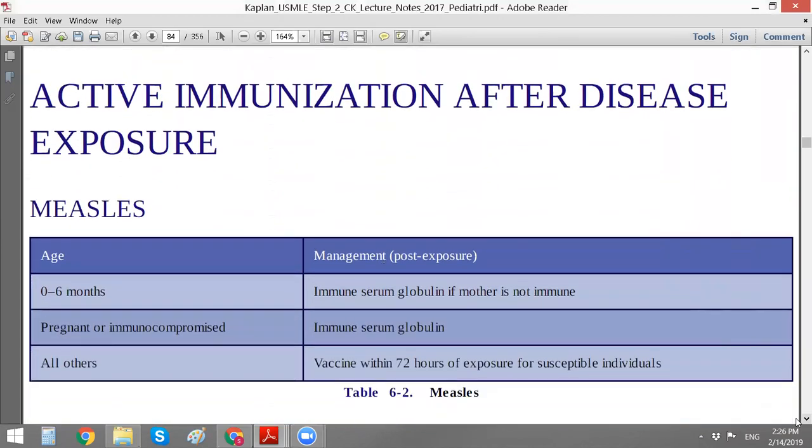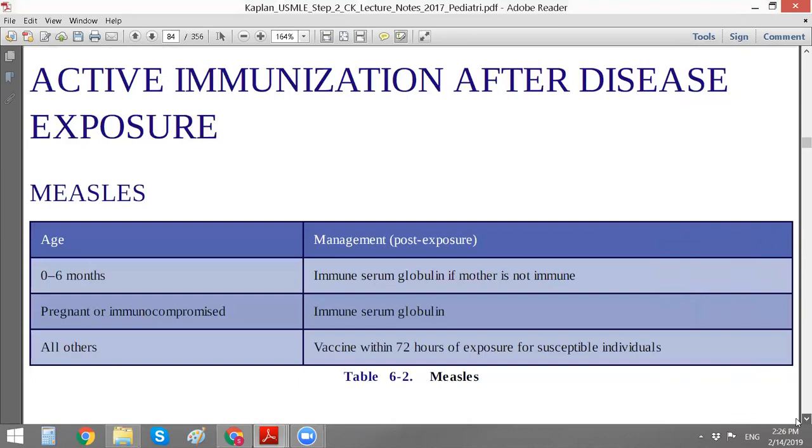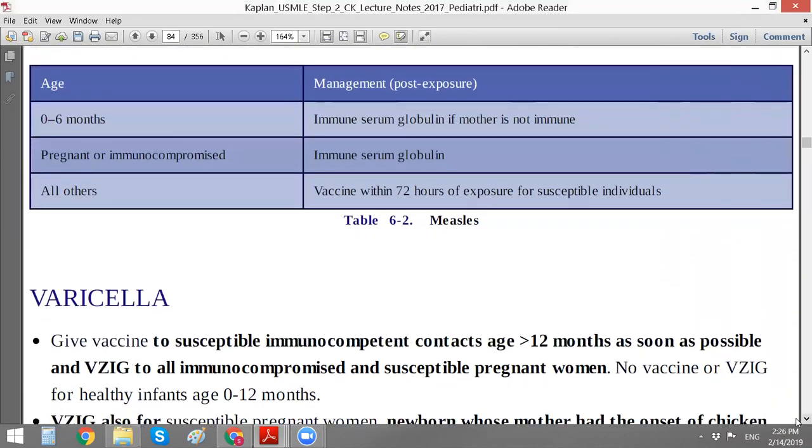Acute immunization after disease exposure. Measles, age 0 to 6 months: immune serum globulin if the mother is not immune. Otherwise, or if pregnant or immunocompromised, then IgG. For all others, give the vaccine within 72 hours of exposure for a susceptible individual. Okay, within 72 hours is okay.